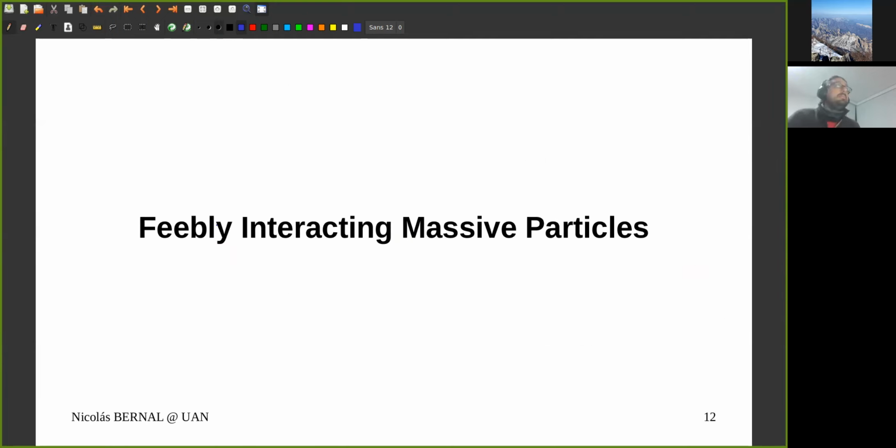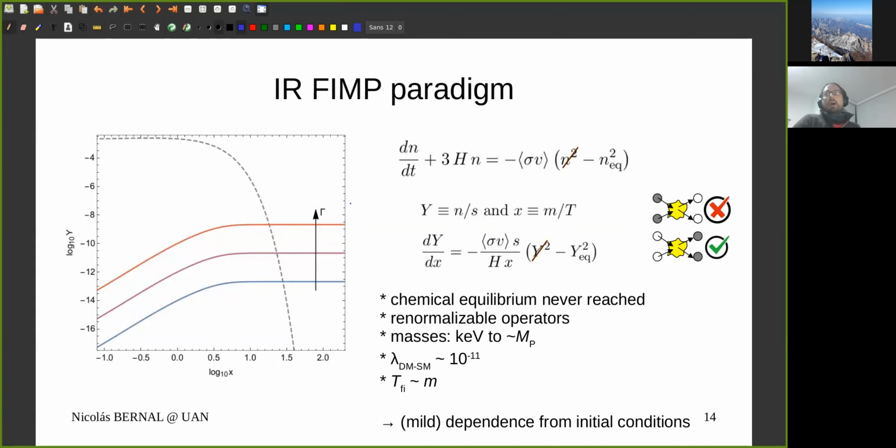So one possibility is what we call the FIMP, corresponding to feebly interacting massive particles. And this is very simple. Okay, and it comes in two versions. The first one corresponds to the infrared freezing, and you will see why. So the idea of the infrared FIMP is that we will not reach chemical equilibrium. So the chemical equilibrium with the two sectors is never reached.